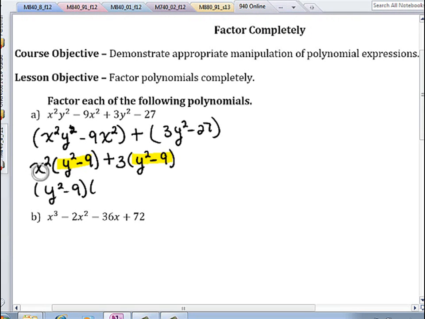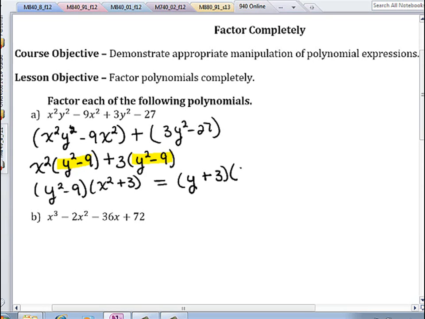When we factor it out of this first part here, we're going to be left with x squared. And when we factor it out of the second part, we're going to be left with plus 3. Notice now y squared minus 9 is the difference of 2 perfect squares, so it will factor again. And remember, when we factor the difference of 2 perfect squares, we take the square root of the first thing, and the square root of y squared is y, and then plus the square root of the second thing, and the square root of 9 is 3, so we have y plus 3.